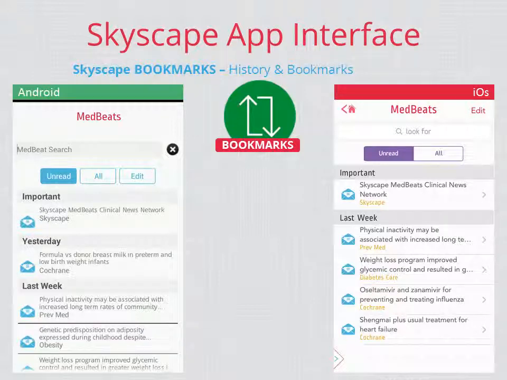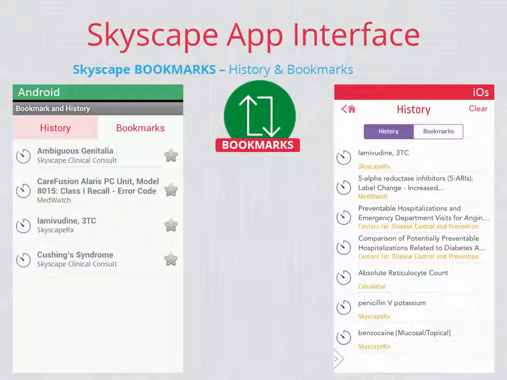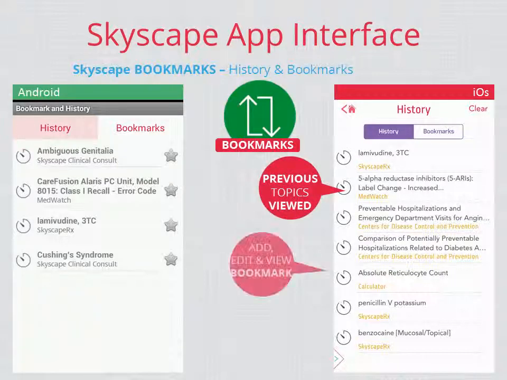Next you will find the bookmarks and history. Everything you ever look up in Skyscape will be saved in your history. So whether you looked up a drug or lab earlier in the day or week, you do not need to search for it again. You can simply go back to your history and bookmarks and find what you looked up in the past. Skyscape also allows you to create an infinite amount of bookmarks. If you find yourself frequenting a lab or a chart, you can bookmark it and always have that ready for you to view.